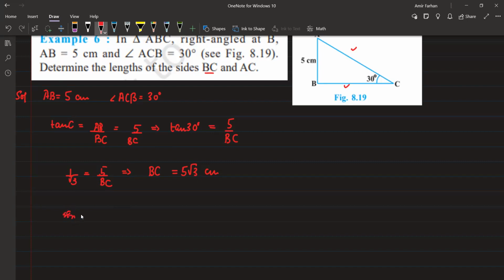Let's take sin theta, which is AB upon AC, sin C basically, but C is the word used, so whatever word is used, you have to take that word. Clear? So sin 30 equals AB value 5, AC is not given. What is the value of sin 30? One by two. Very good. So 1 by 2.